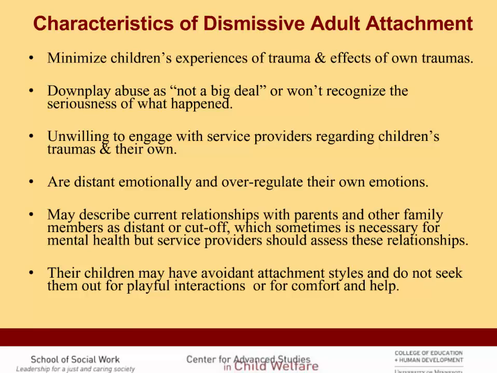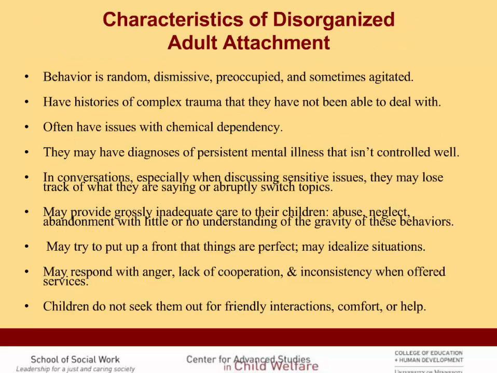And finally, some characteristics of disorganized parents may include behavior that is random, dismissive, preoccupied, and sometimes agitated, histories of complex trauma that they have not been able to deal with. These parents often have issues with chemical dependency and may also have diagnoses of persistent mental illness that aren't controlled well. In conversations, especially when discussing sensitive issues, they may lose track of what they are saying or abruptly switch topics.